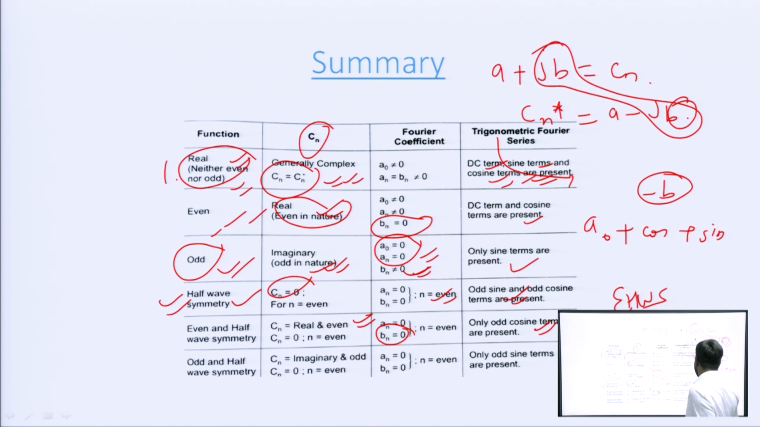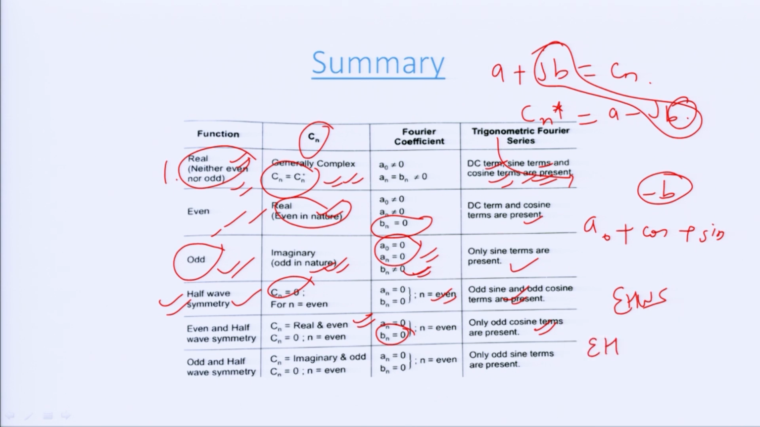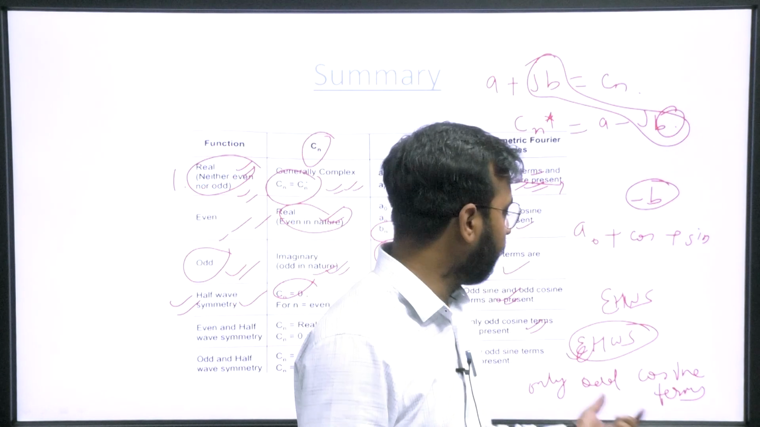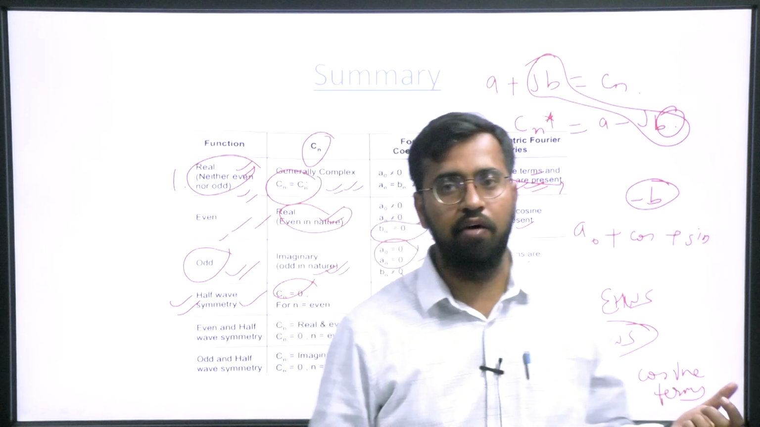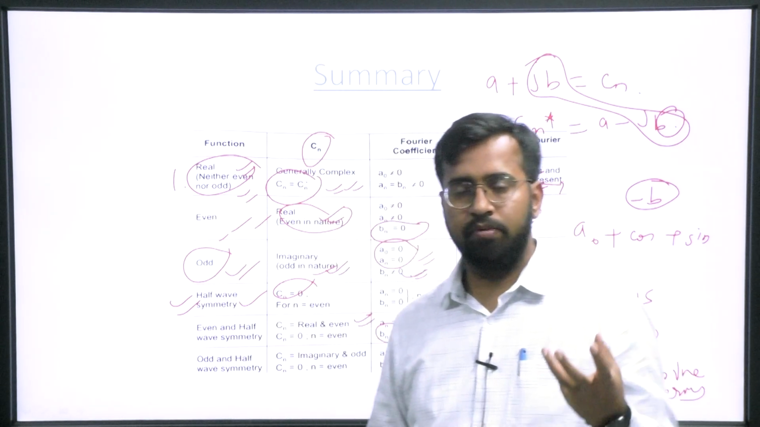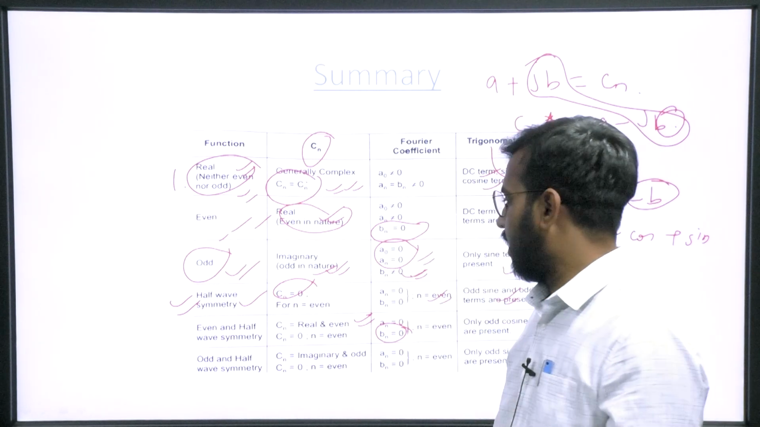So, if someone asks you what component even half wave symmetric functions have, we can easily say only odd cosine terms. Whenever you say even half wave symmetric, you must say that any function having only odd cosine terms possesses the property of even half wave symmetry.